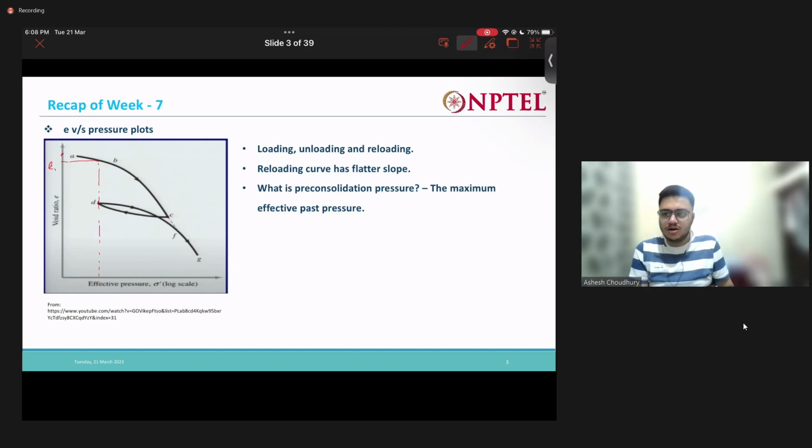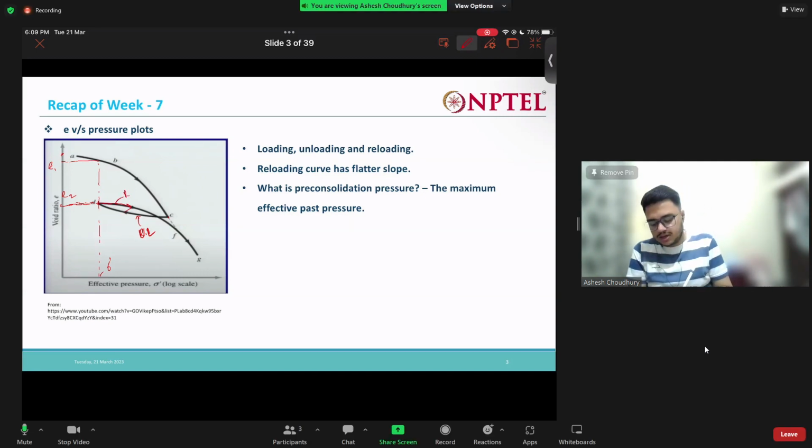void ratio, say e1. But when we are unloading and reach the same amount of effective pressure, the void ratio does not go back to that e1 position again, right? There is some permanent deformation here, so we cannot reach e1 again. We will be reaching a lower void ratio of e2. This is known as the unloading curve. Now again we start to reload it. This is my reloading curve.